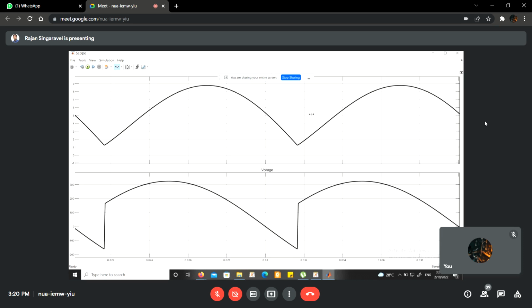So if you take the average value of the DC voltage, you will get a negative value. But the current will stay in the positive direction. Average current value will be positive, but the average voltage value will be negative. So in this condition, the average power delivered will be negative.